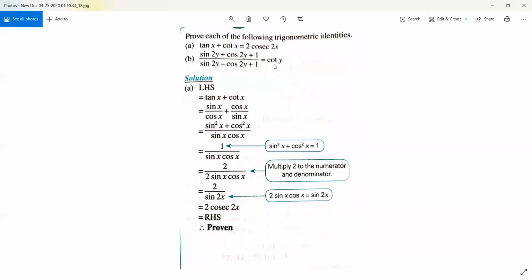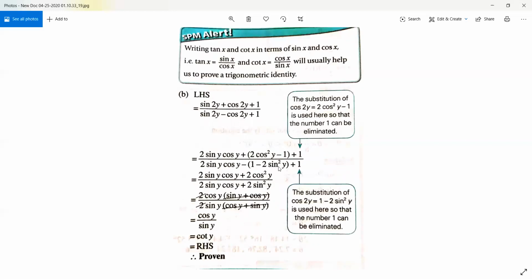Because you see, this one is cotangent y. Cotangent y is actually cos over sine. So I need to let the numerator have no sine, and I don't want the denominator to have cos, I don't want the numerator to have sine. So the substitution of cosine 2y equals 2 cosine square y minus 1 can be eliminated.